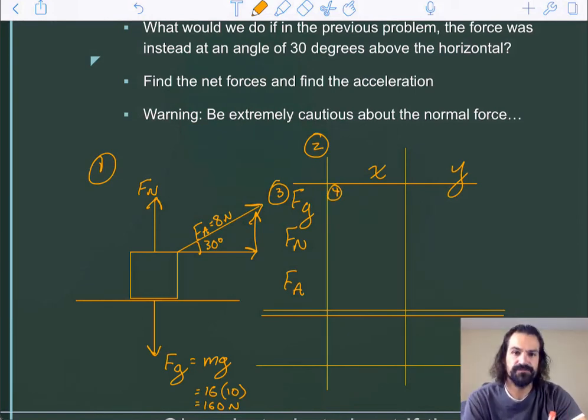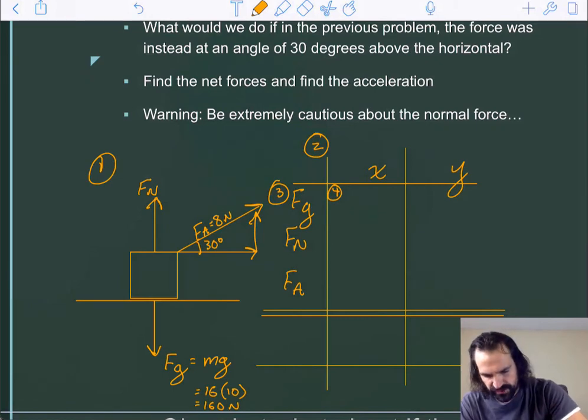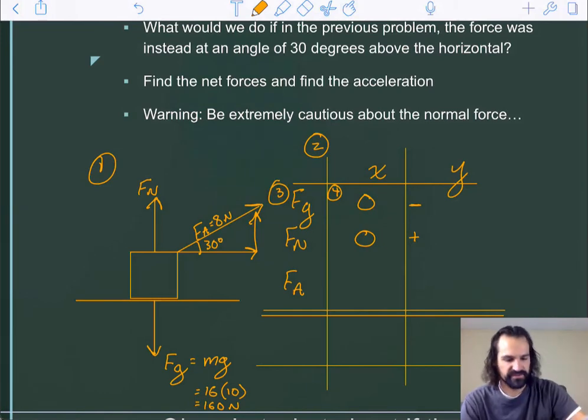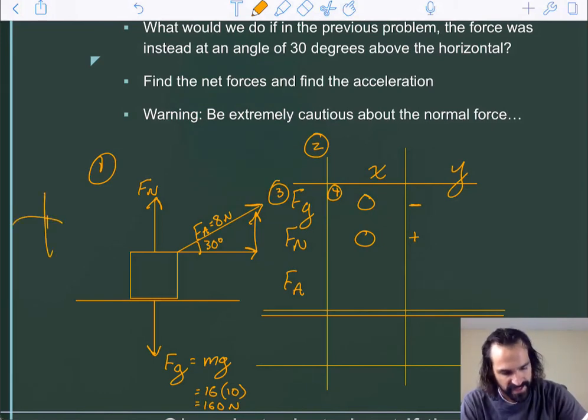Positives, negatives, zeros. So weight: the vertical is going to be negative, the horizontal is going to be 0. Normal force: the vertical is going to be positive, and the horizontal is going to be 0 because it's all up and down. None of it's left and right. Again, x and y should be held completely separately.